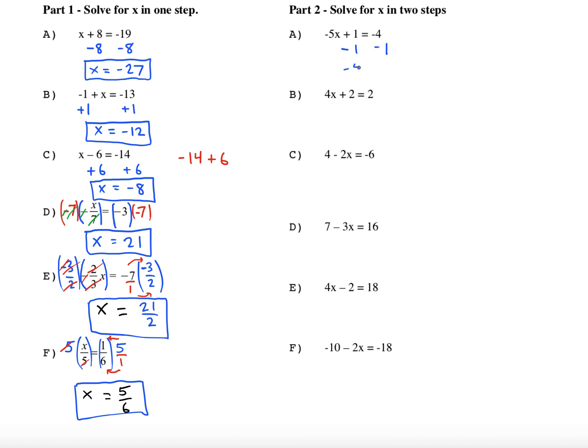That'll leave me with a negative 5x on the left and a negative 5 on the right. Now it's transformed into a one-step problem. The next thing to do would be to divide, not just by 5, but by negative 5 too, because we want the two negatives to become positive. So that'll give us a final answer of x equals 1.